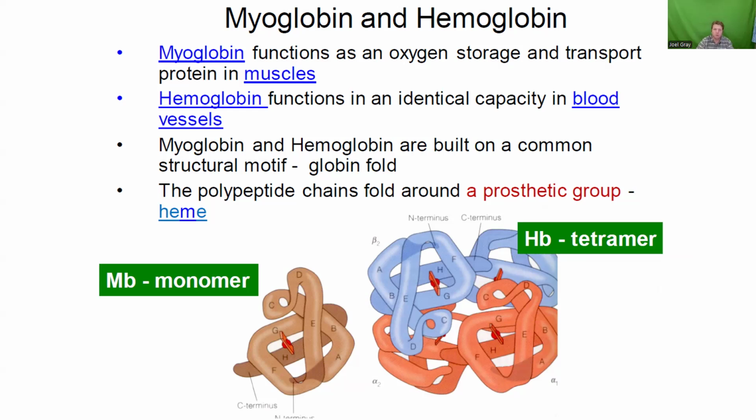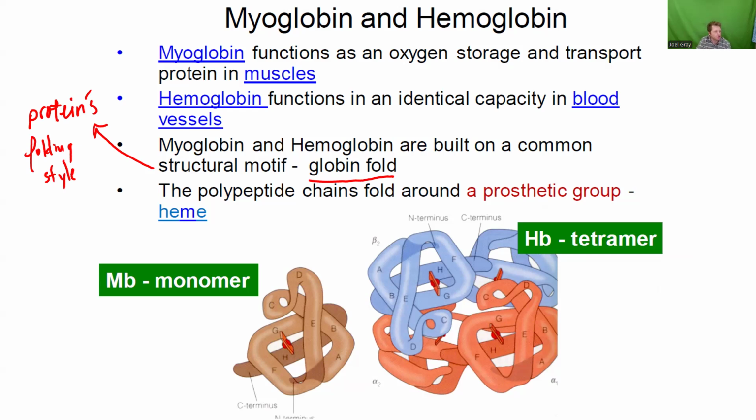This particular structural motif is a globin fold. Now, I want to take this term right here, structural motif. And I want to give you an idea of what this is. This is basically like a protein's folding style. It looks a particular way. Now, the polypeptide chains fold around a prosthetic group known as heme.